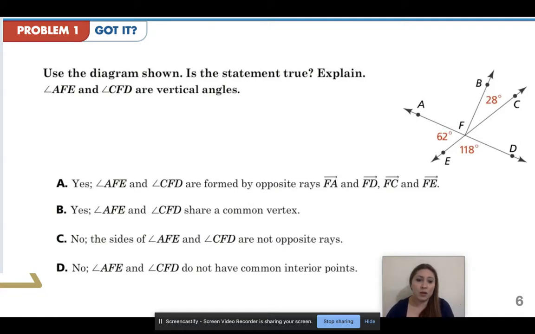No, the sides of AFE and CFD are not opposite rays. Or no, AFE and CFD do not have a common interior point. So I'm reading these to give you guys a point.